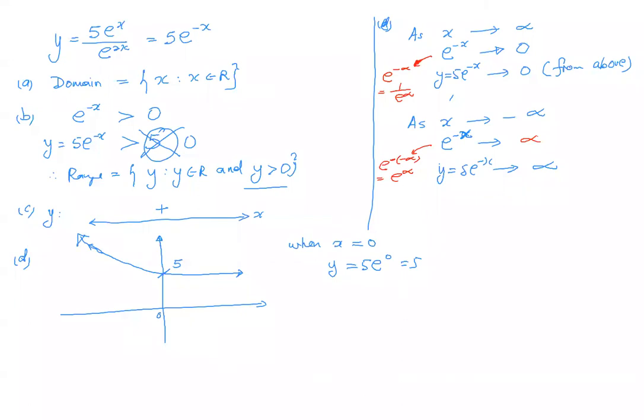So therefore, the horizontal asymptote is here: y equal to 0. Please go through this over and over again until you get used to the idea of exponential. Are you clear?